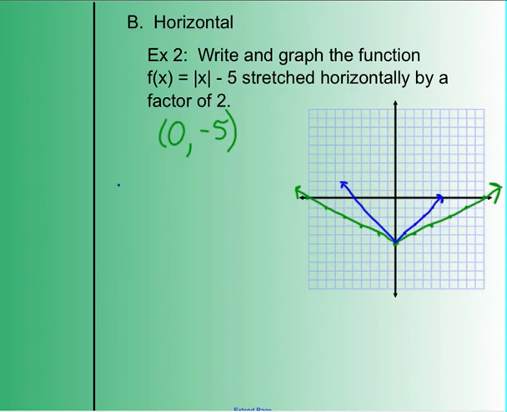I'm going to write this equation quick, then we'll be done with this part of the video. So when it is horizontal, it goes inside the absolute value and it's not normal. So instead of a 2, it becomes a 1/2.